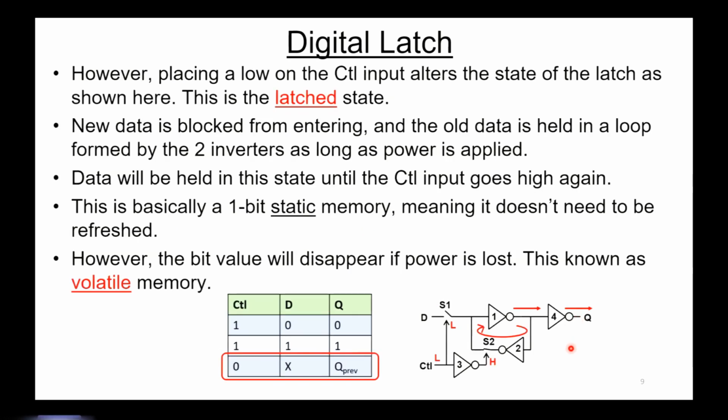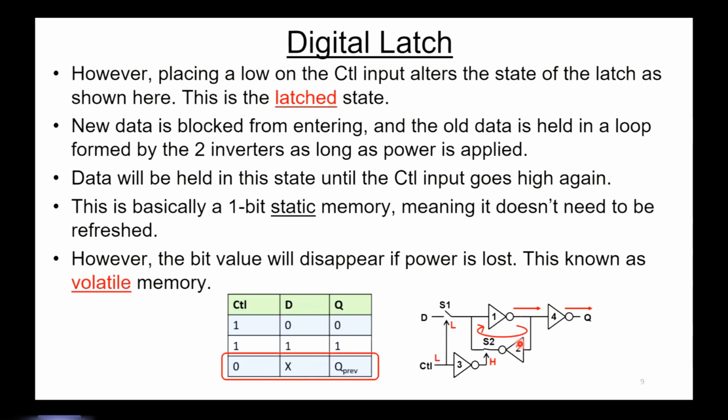However, placing a low on the control input alters the state of the latch as shown here. This is now the latch state. This switch S1 opens, it blocks any new data from entering, and now the old data is held in a loop here, formed by these two, I guess, anti-parallel inverters, one feeding the other. And those inverters are going to hold that state until the control input changes or you power the part down.